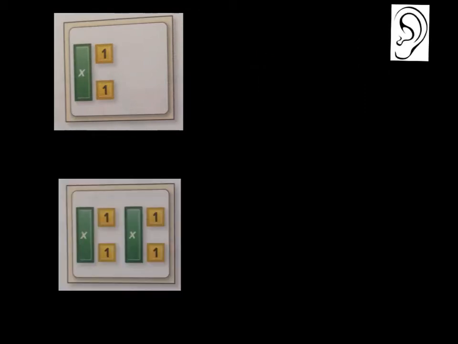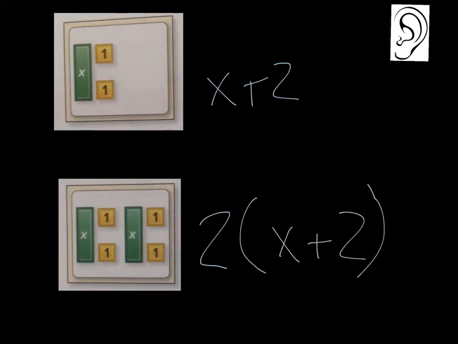So what if I want to take that x plus 2 and I want to multiply that by 2? So now I'd have a picture that would look something like this. I have that x and my two individuals, and then I have two groups of those. So I went from having x plus 2 to now 2 times x plus 2, because I had two groups of my original.